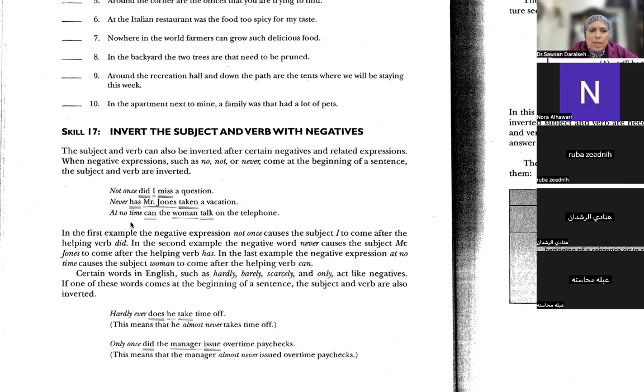In the last example, at no time can the woman talk on the phone. The negative expression at no time causes the subject woman to come after the helping verb can.